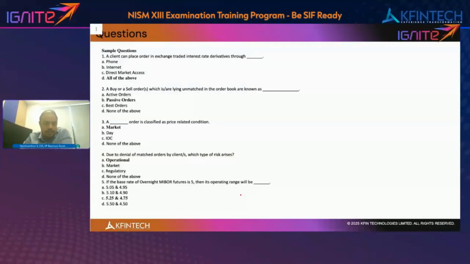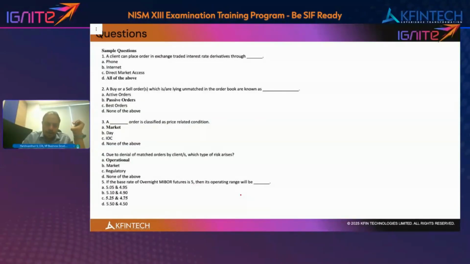The third one is basically that a market order is classified as a price-related condition. Why? Because a day order is based on day validity, and IOC is immediate or cancel irrespective of the price. So the only order which is defined as a price-related one is the market order.